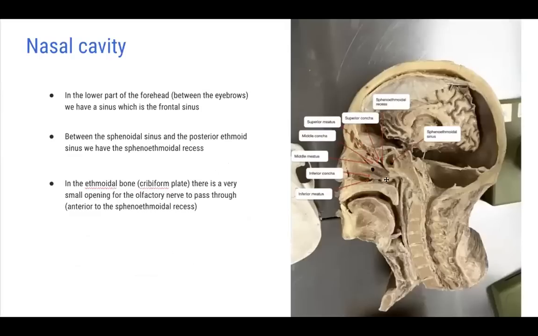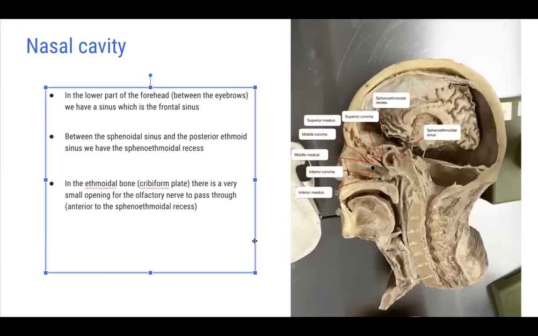Okay, so again, we can see the structures here. This was in your lab. We can see the three concha, the superior, the middle concha, and the inferior concha. And in between, it creates little meatuses. You can see the small pockets, you could say. This is the inferior meatus, middle, and superior. And then we can see here, this is the sphenoid sinus. And this right here is the sphenoethmoidal recess.